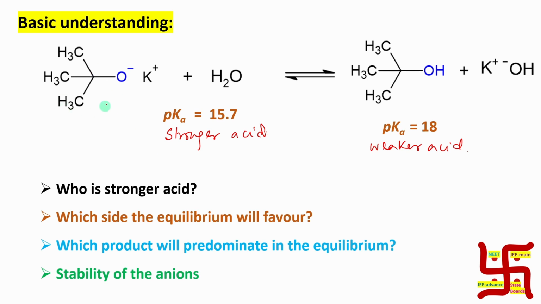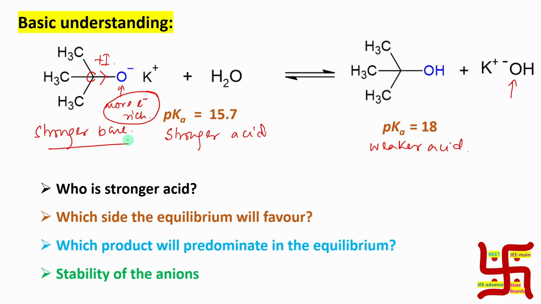Similarly, if you look at this base, this tertiary butoxide is actually the stronger base. Why? Because the oxygen center is more electron rich. Why is it more electron rich than this hydroxyl? Because look at here, there is a hydrogen, so no plus I, no plus R, nothing. But if you look at this, a tertiary butyl group donates electron density through plus I effect. Consequently, this oxygen becomes even more electron rich. So obviously it's the stronger base.